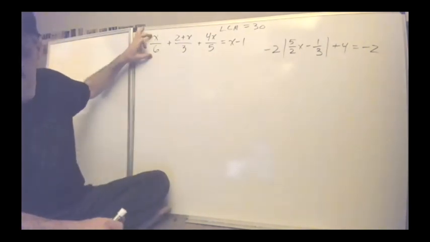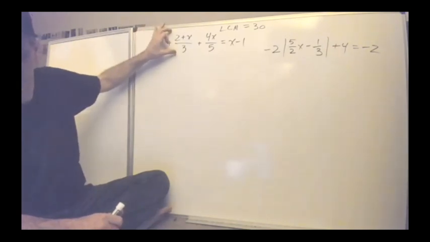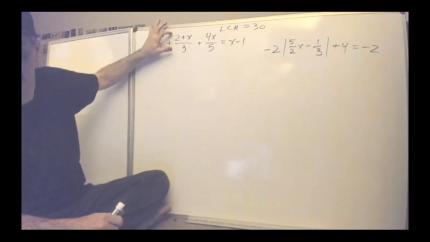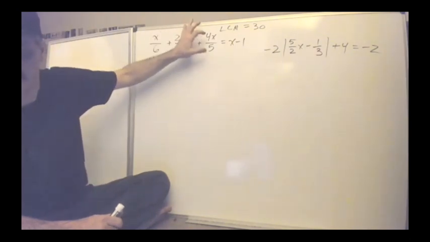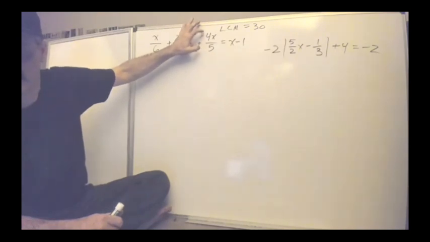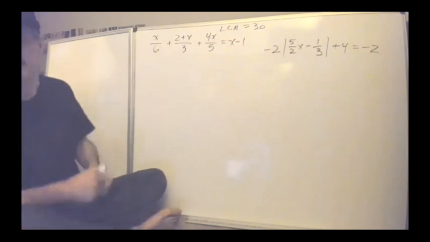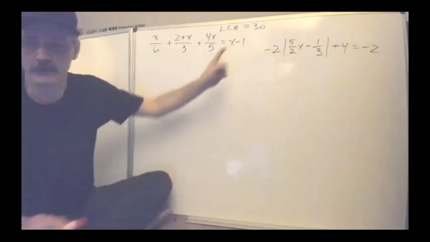So again, you can get the common denominator: multiply top and bottom by 5, multiply top and bottom by 10. Now, when you multiply the top by 10, you have to distribute, so 20 plus 10x. And then multiply top and bottom by 6, so this will become 6 times 4x. You could do that. But let's go ahead and multiply both sides by 30.